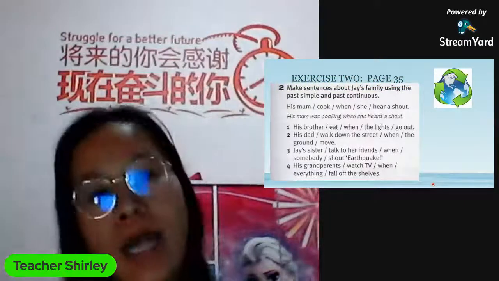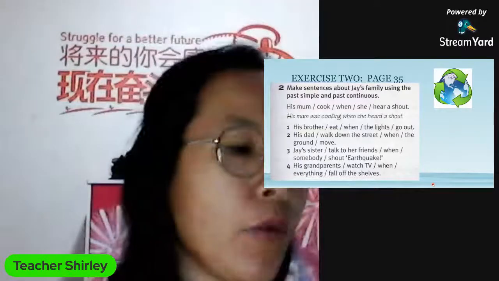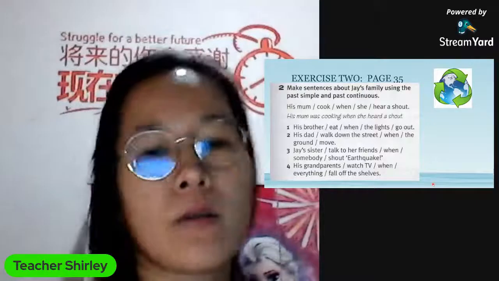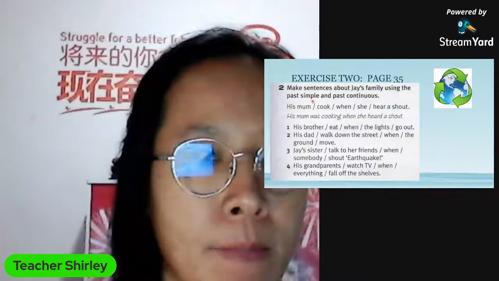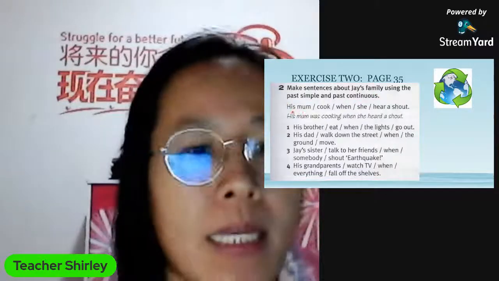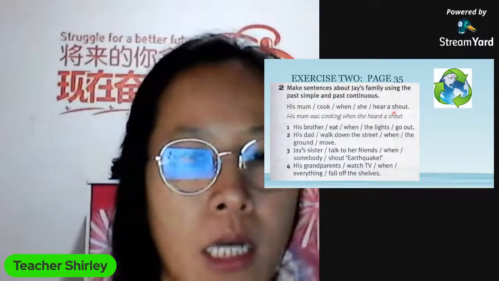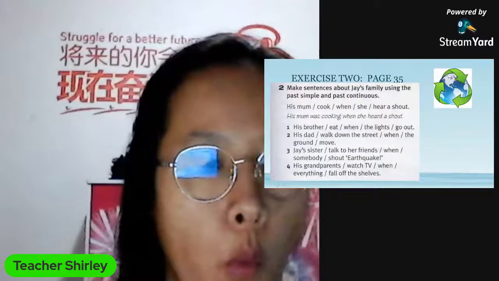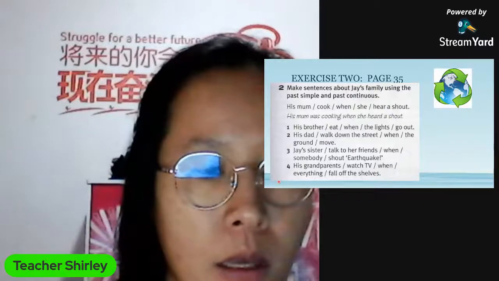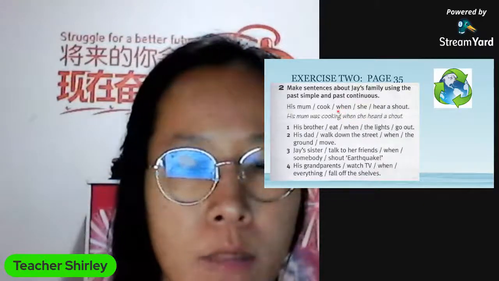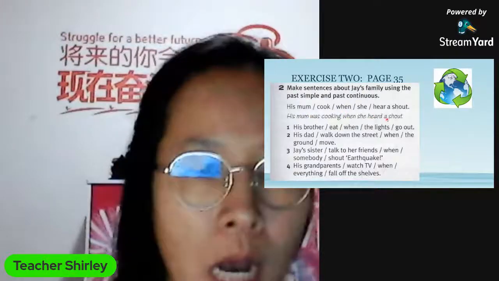Okay, so this is the exercise that is taken from Pause 2. It's on page 35. Okay, we will look at exercise 2. Make sentences about Jay's family using the past simple and past continuous. Okay, example is given here. His mom cooked when she hear a shot. Okay, so after the word when, we need to use past tense. So his mother was cooking when she heard a shout.